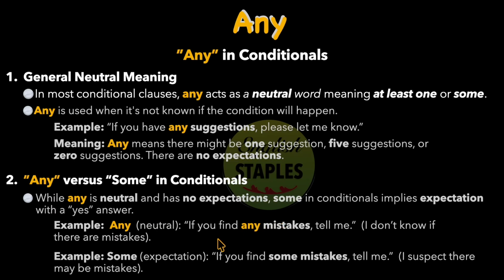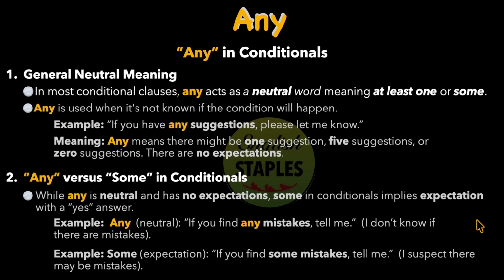So if I say, if you find any mistakes, tell me. I don't know if there is any mistake. I'm just saying, if you find any. But here, if I say, if you find some mistakes, tell me. I know that there is a possibility that there are mistakes. I suspect that there are some mistakes. So when you find them, please let me know. See the difference? Okay.